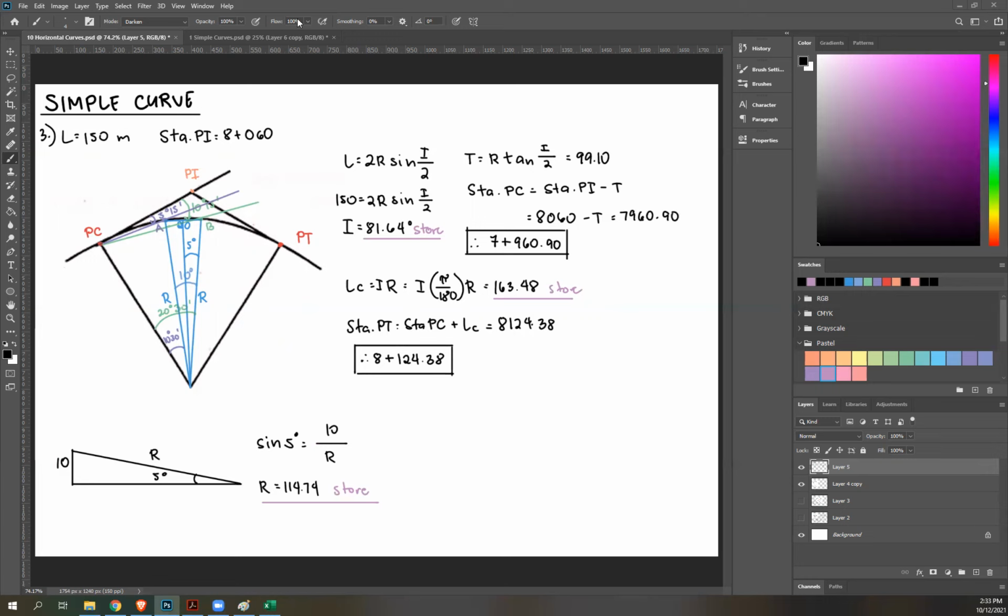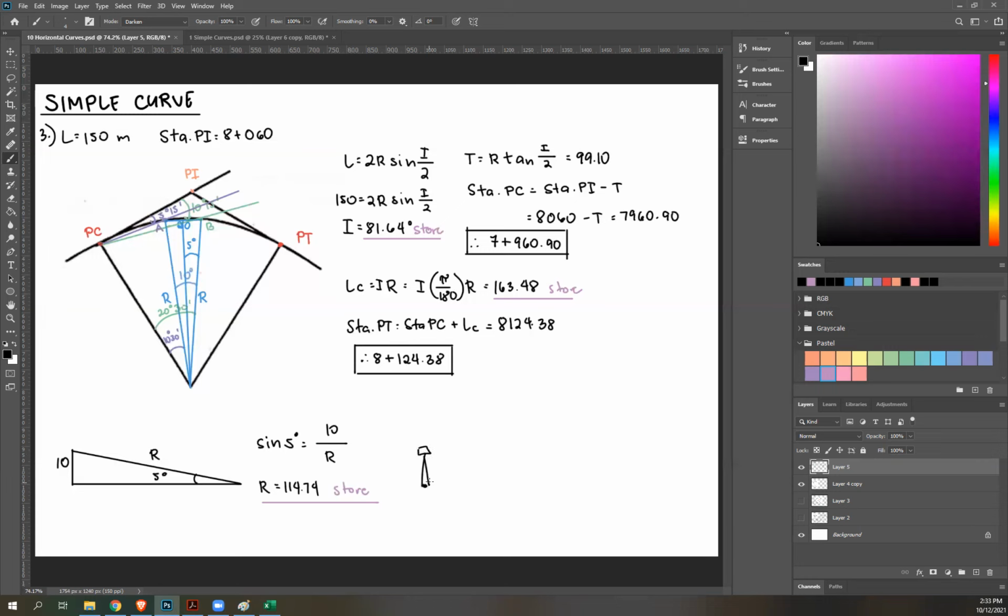Ma'am, bakit nag-start sa PC yung angle? Okay, so conventionally, when you're doing this on the field, you're gonna start with PC. That's why it's also called the beginning of your curve. Okay, so you're gonna plant your theodolite at PC.